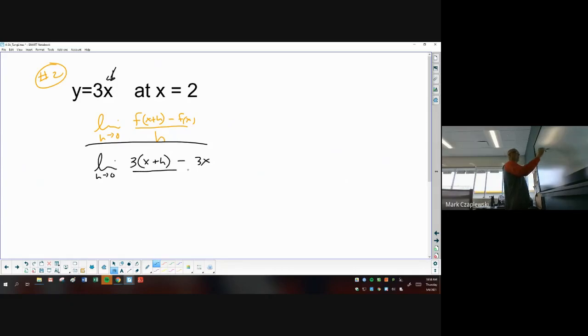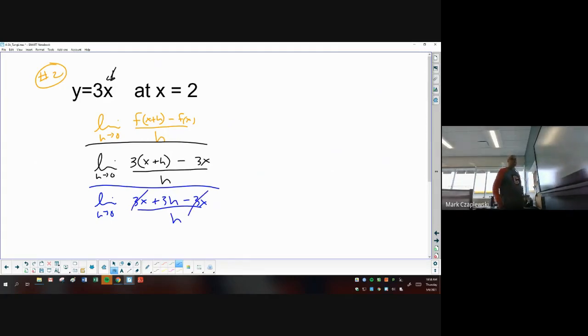all over h. And do a little distributive property. Limit as h approaches 0 of 3x plus 3h minus 3x all over h. The 3x cancel. You simplify. Limit as h approaches 0 of 3h over h. You know what? These h's cancel. There's no x, so it's just going to be 3.